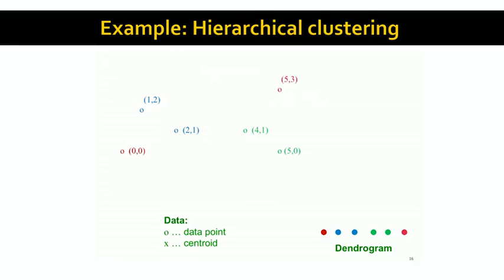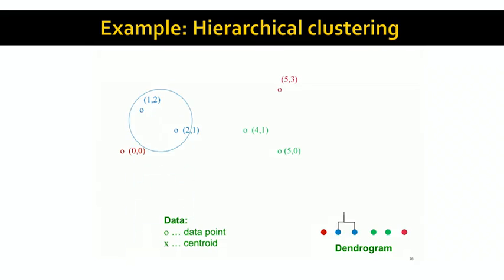An example will make this clear. Here we have 6 points in a Euclidean space. These O's represent data points in a Euclidean space, and we're going to apply an agglomerative clustering method. Initially, let's say we determine that these points (1, 2) and (2, 1) are the closest points. We combine them into a single cluster, and now we're going to represent this cluster by its centroid.